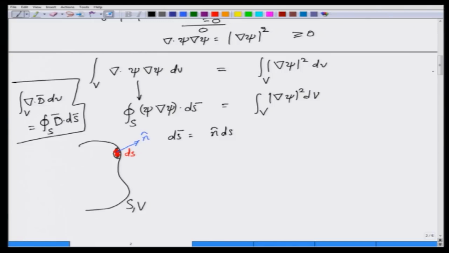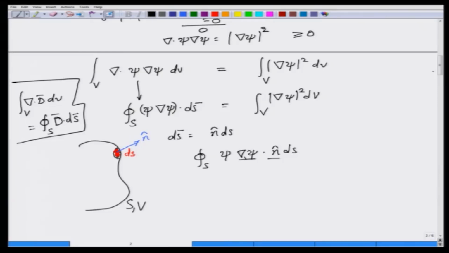Now, go back to this expression over here. The left hand side has a closed surface integral of psi, gradient of psi dot n hat dS, okay. The dot operation is actually happening between this del psi and n, right, because that is the vector and this is the vector that you have. So, the dot product is happening between these two elements, okay.